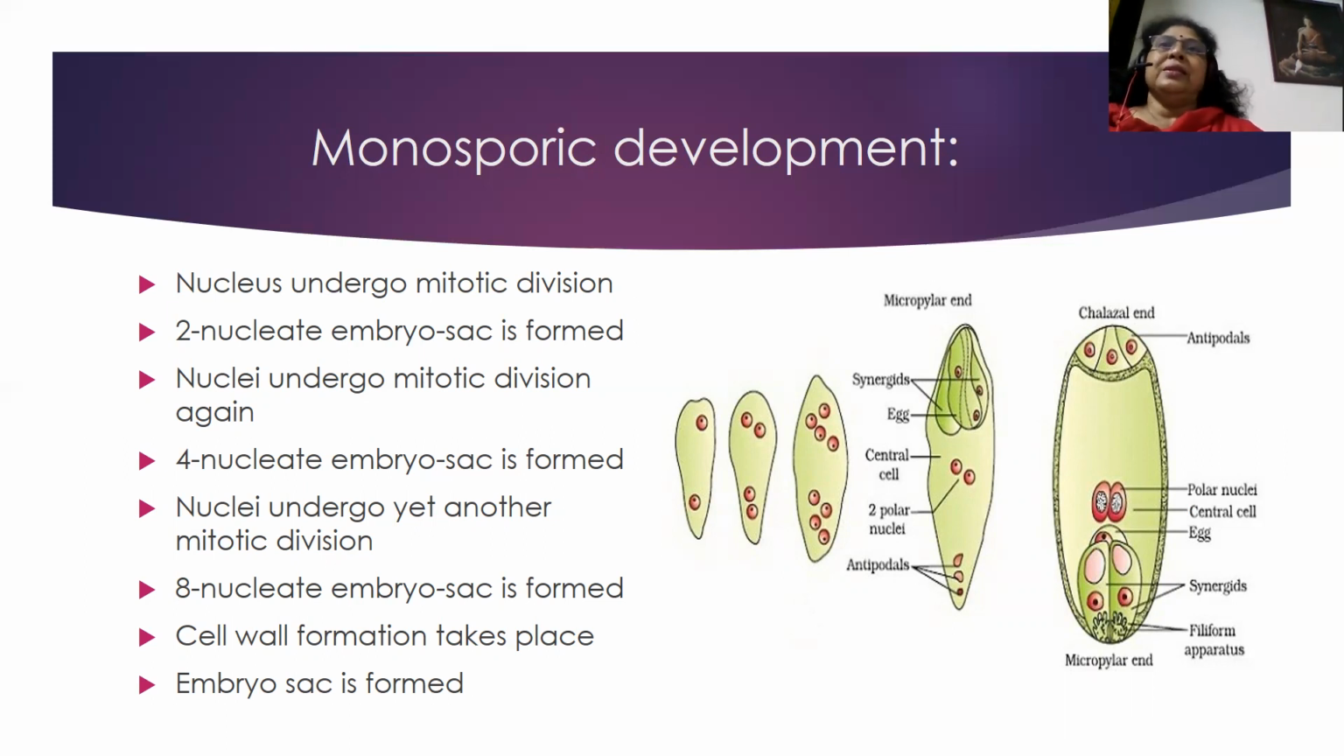After that, the cell wall formation takes place. At the micropylar end, 3 cells are formed altogether. It is known as the egg apparatus. You can see over here. In that, the 2 corner cells are the synergids and the center is the egg cell. On the chalazal end, again, 3 cells are formed, which are known as the antipodal cells. So in total, 6 cells. And in the center, which contains 2 polar nuclei, is the central cell. So this is the 7 cell, 8 nuclei stage.